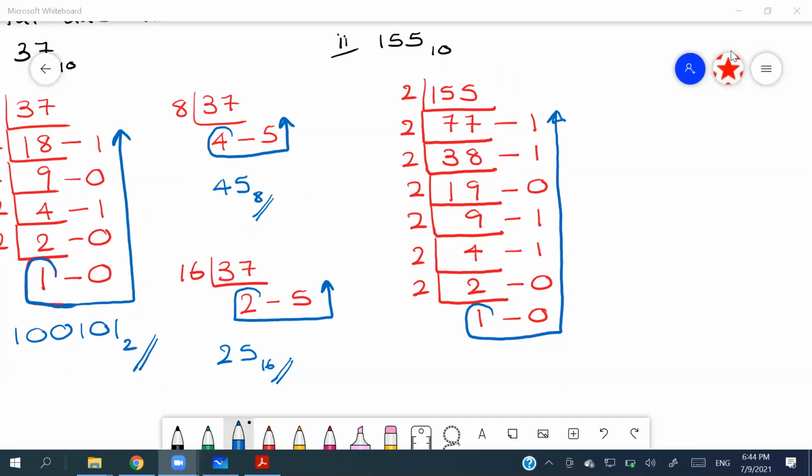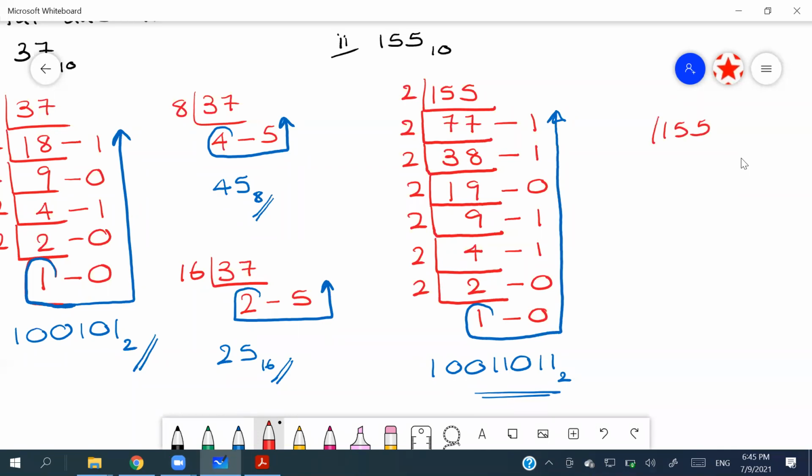Pramod, yes, those are correct. Those are correct. 10011011 is going to be the answer for this. Right. Rannima, is it 9A? Go through it and do it again.